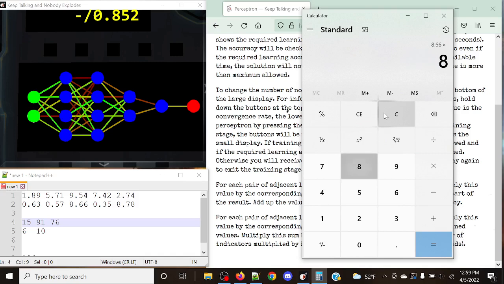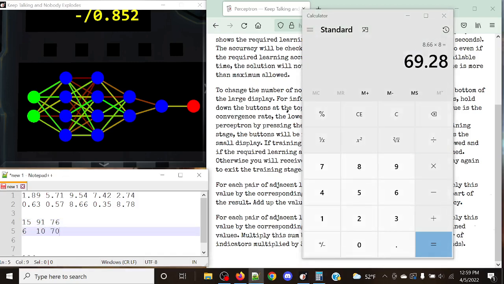8.66 times this by 8 is going to be a 60. Is going to be a 70. See how close that is compared to the convergence rate and the learning accuracy and the time that we get. That's very close, and I'm not quite comfortable with that, so that's not good.